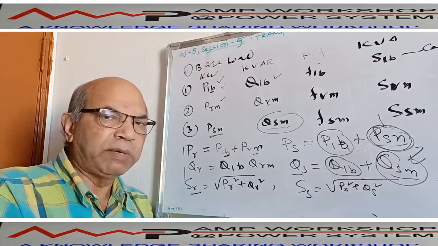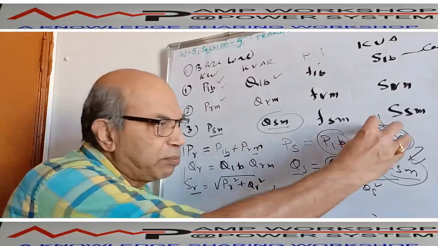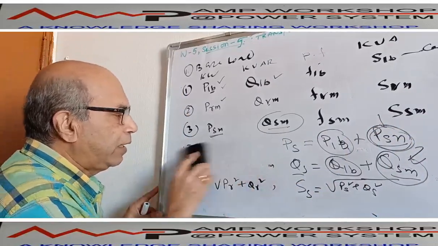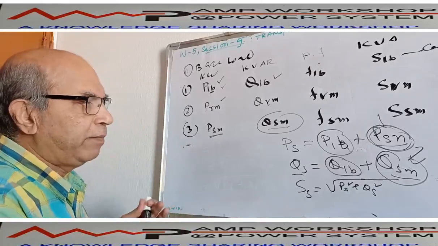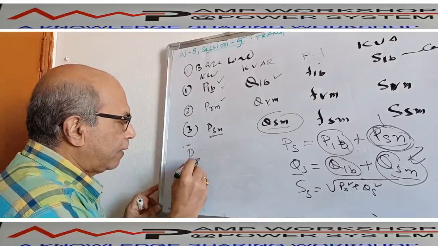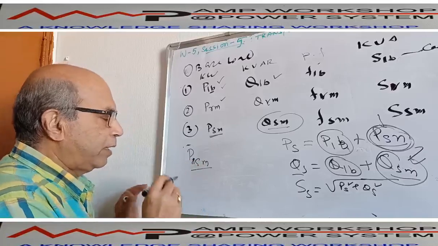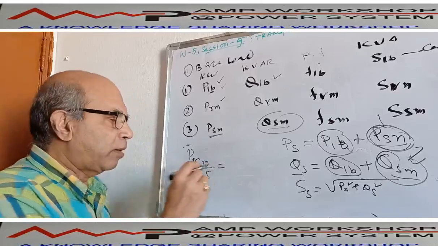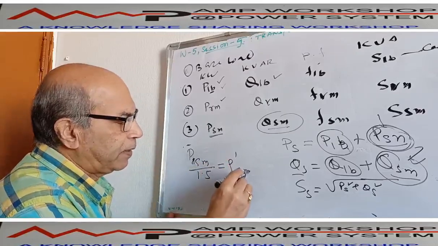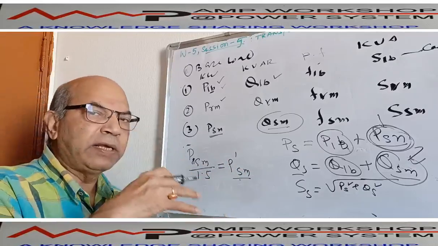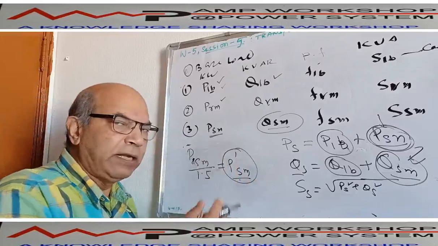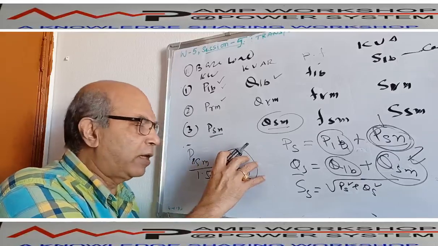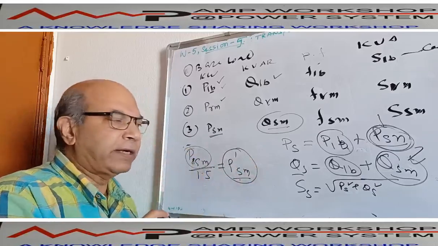So if we consider 50% overload, out of this PSM and QSM, how much is to be catered by the transformer we can calculate very easily. Whatever the PSM required, divided by 1.5, is actually to be incorporated in the transformer. This amount of active power is to be inbuilt in the transformer, and with the 150% loading of that inbuilt kilowatt, the transformer can cater this amount of active power.